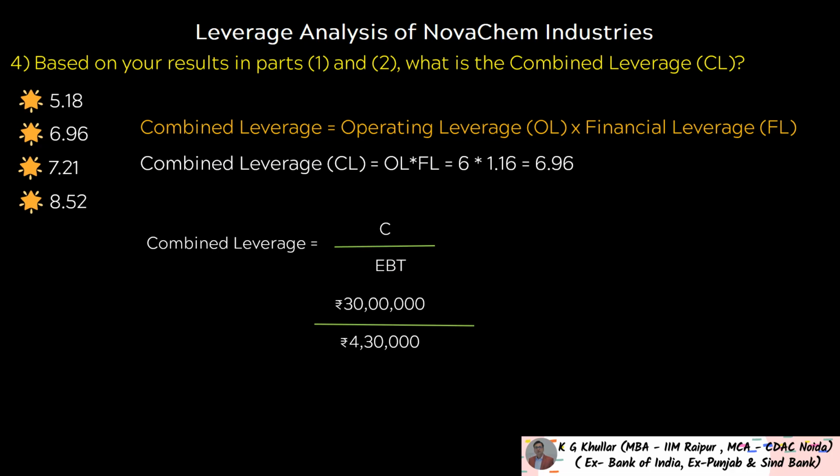Now another way to find combined leverage is simply contribution divided by EBT, which equals 30 lakhs divided by rupees 4 lakhs 30,000 equals 6.98. Thus the correct option for the given question is option A.